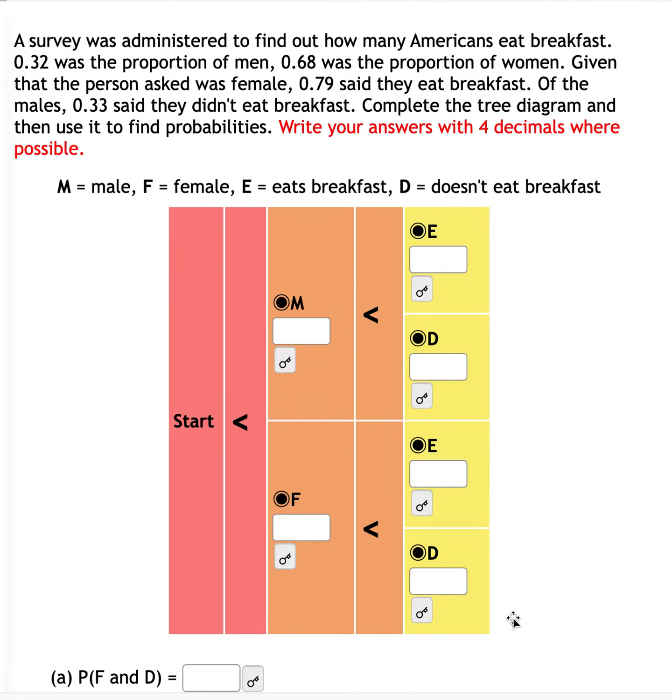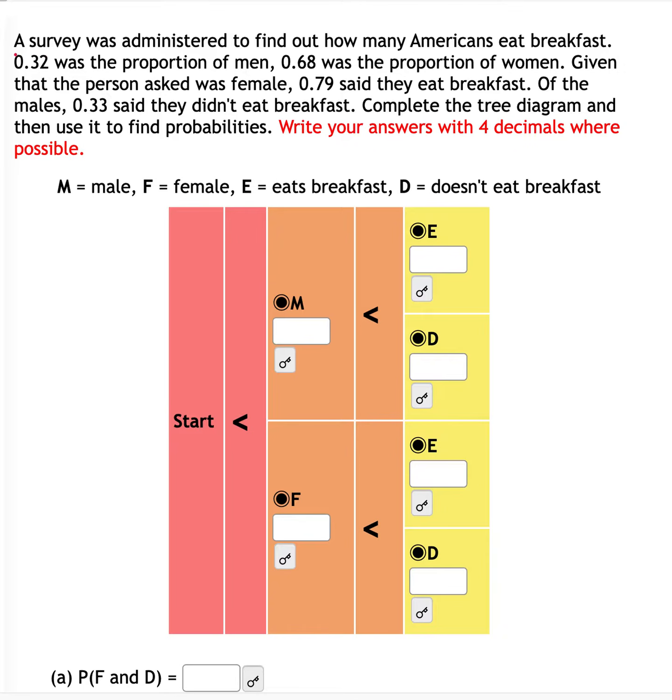A survey was administered to find out how many Americans eat breakfast. 0.32 was the proportion of the men, 0.68 was the proportion of the women that ate breakfast. Given that the person asked was female, 0.79 said that they eat breakfast. Of the males, there was 0.33 that said they didn't eat breakfast. We are going to complete the tree diagram and then use it to find the following probabilities.